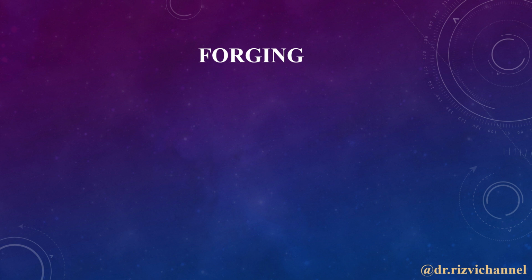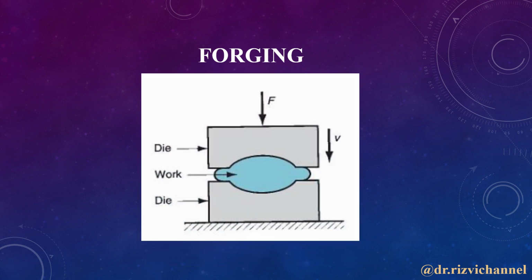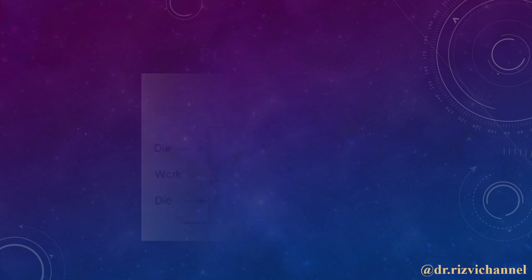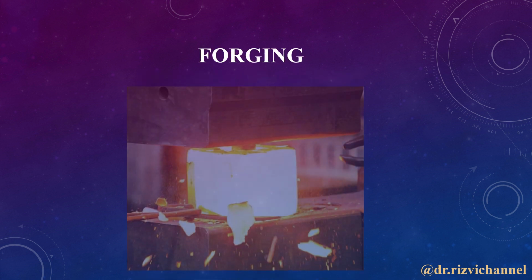Next process is the forging process. Forging process is basically the metal is kept between the dies and it is forged to acquire the shape of the die. You can see in the next slide how the metal is forged between the die.